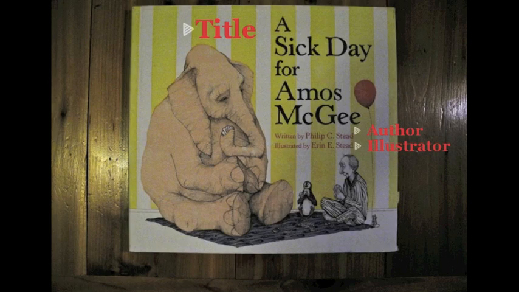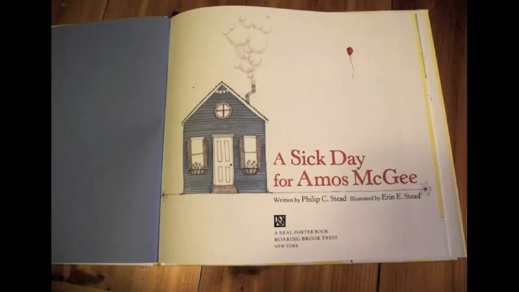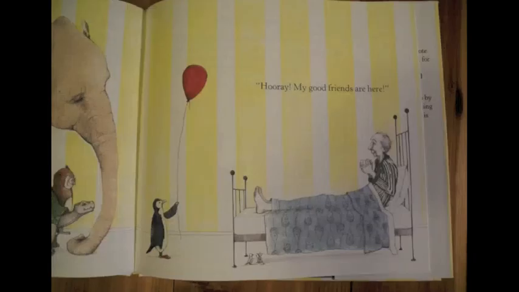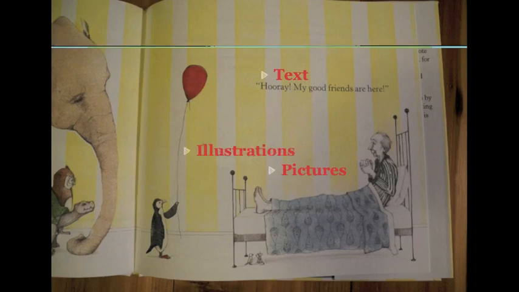Can you open up the book and find the title page? Where is the title on the title page? Now, can you show me the spine of the book? Great. Where's the title on the spine? Here's the title of my book. Open up your book. What makes up the story? Are there words or text? Are there pictures? What's another word for pictures in a book? Illustrations. Great.